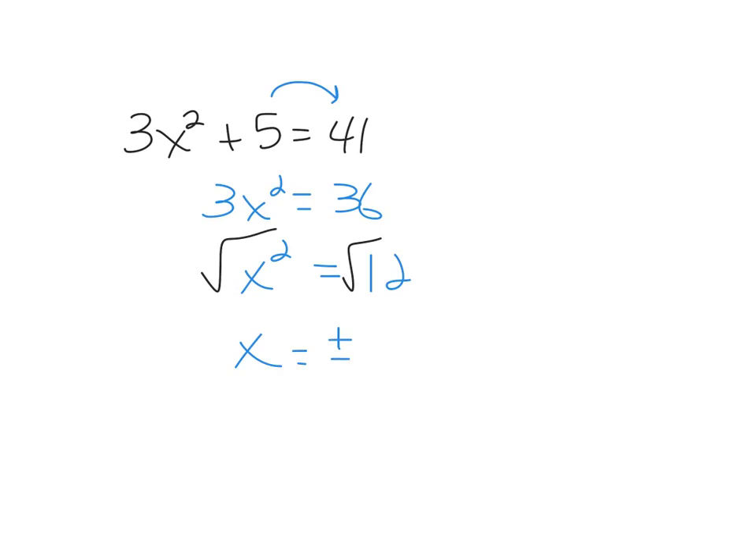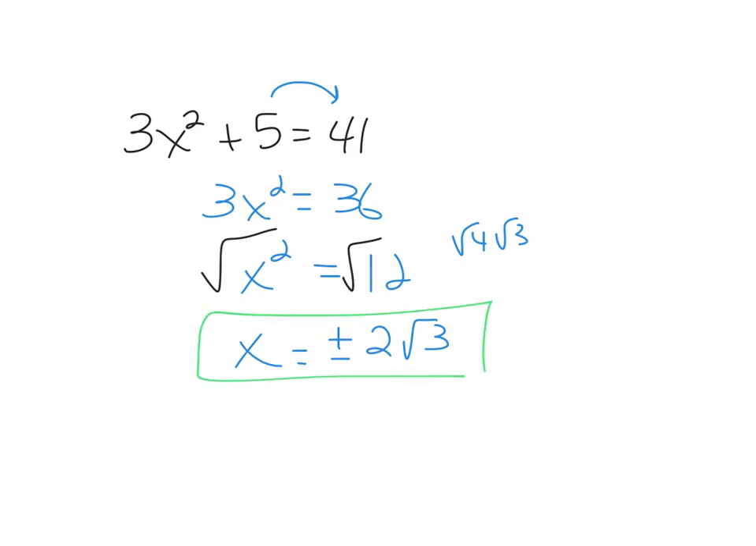So I'm going to take 12 and I'm going to break it down. 12, just thinking out loud here, is square root of 4 times square root of 3. I know the square root of 4 is 2, so I'm going to pull out the 2. I do not know the square root of 3. It stays in. And guys, that's it. Plus or minus 2 square root of 3. Don't forget your plus or minus. Don't forget to simplify your radical.